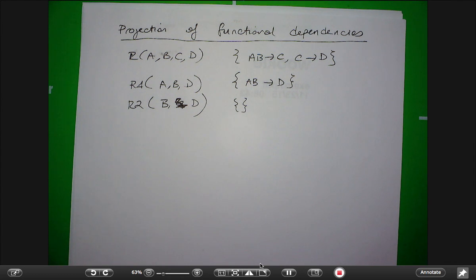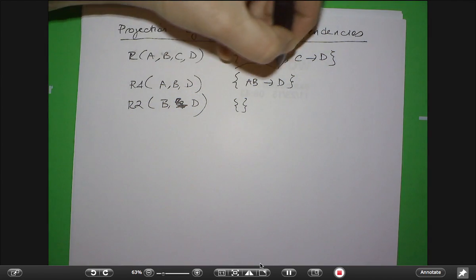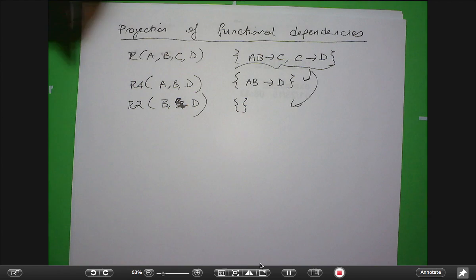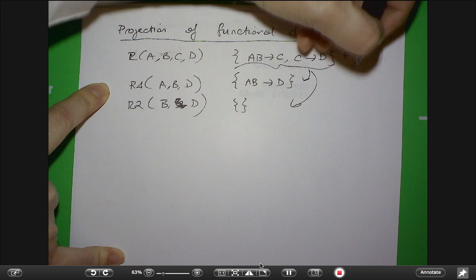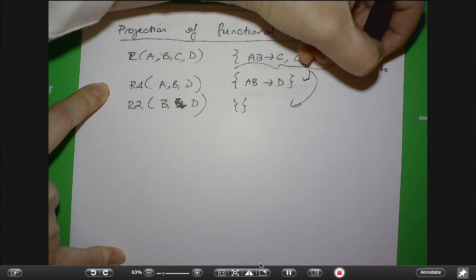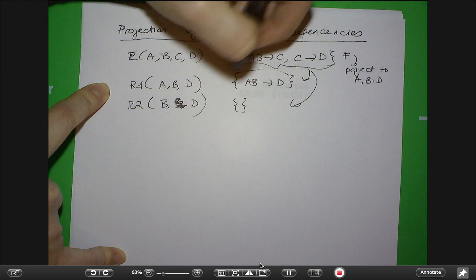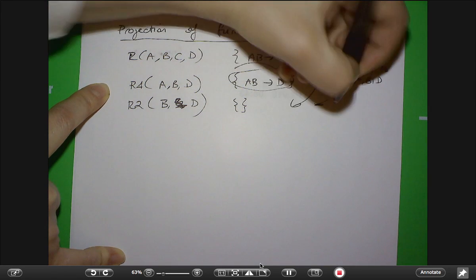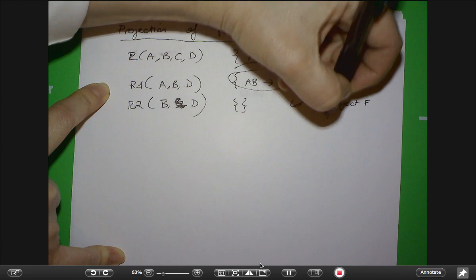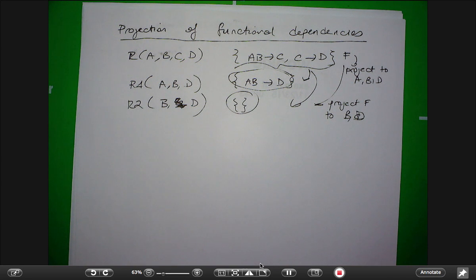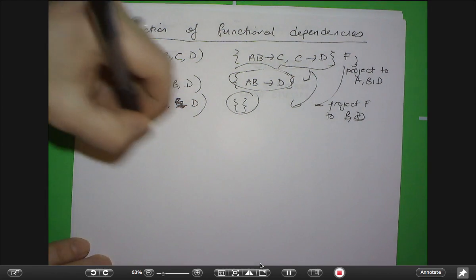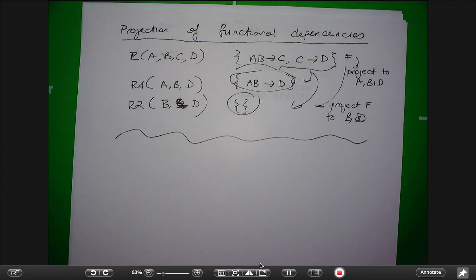So basically the idea is that I am taking this set and projecting into the attributes in here. So I am projecting F, projecting that into A, B, and D to find this set. And I'm going to project it to B and D to get this set. Okay? That is the best I can do if this is how you decide to decompose. Okay? So the projection is actually kind of an easy thing to define now that we know all the mechanics.